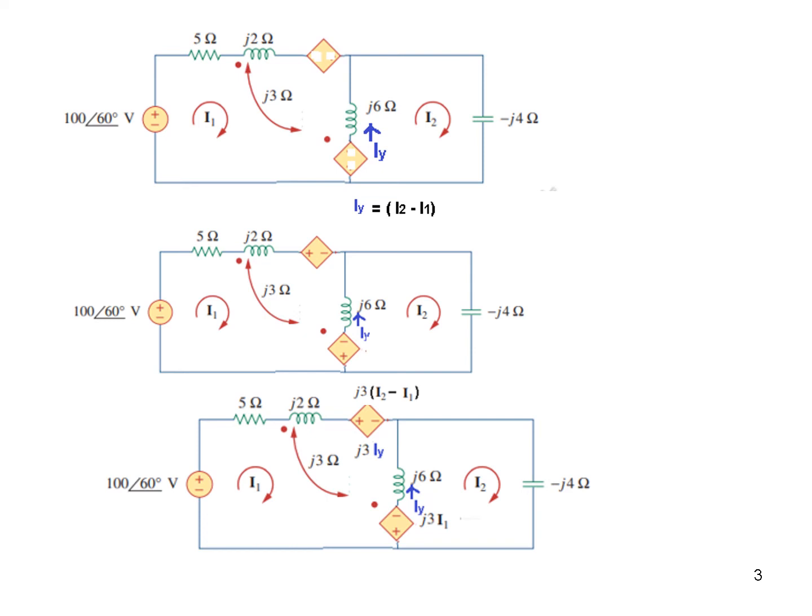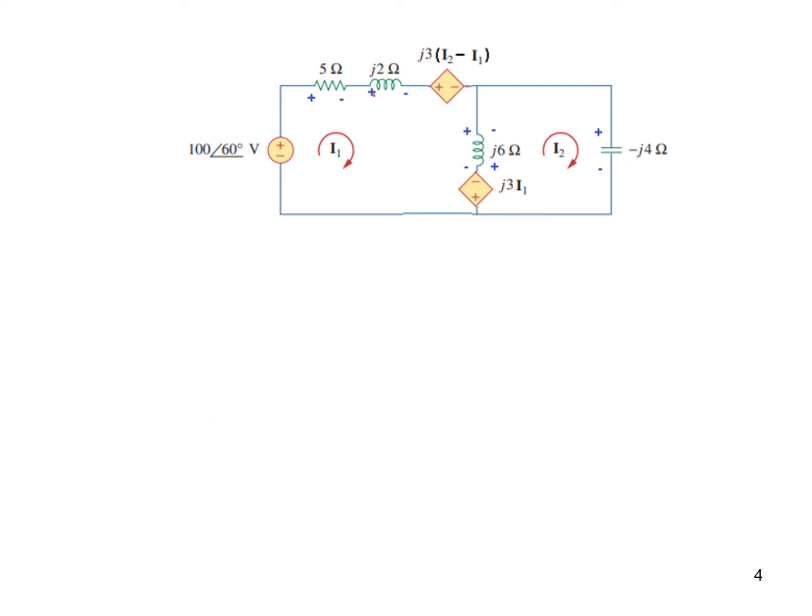Now we'll remove the dot signs, because we already have all the voltages marked. We'll also mark the polarity of the other elements depending on the current. So I1 entering here positive, here positive, here positive. Similarly, I2 entering here positive, here positive. The polarities are marked, and now we are ready to write the equations.